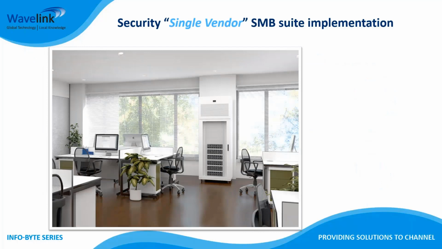So let's have a look at what it looks like implemented in an office. So this is your standard office, and if we want to deploy the Essential 8 within this office, what will we need? So the first thing we'll need is obviously a firewall router.